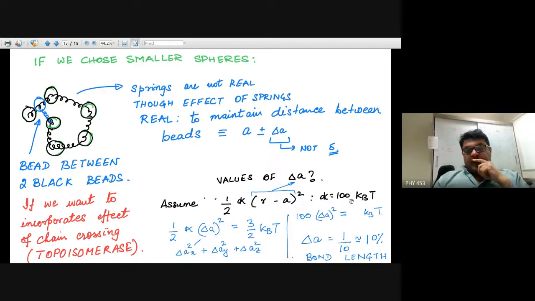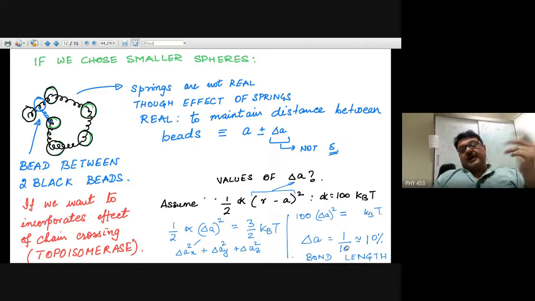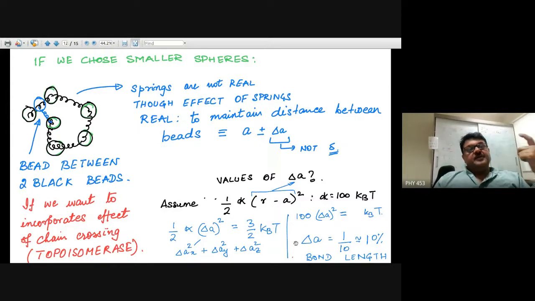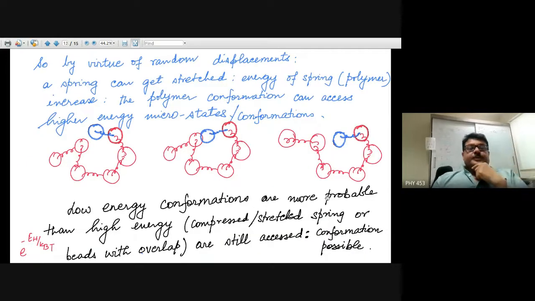If you choose kappa to be 100, of course, if you choose kappa to be 1000, then this delta A would be only 1%. It will be 1/100, right? But again, using equipartition theorem. So if you want a stiff spring, then the fluctuation in length would be much less, and that you can control by choosing different values of kappa. That's the interaction energy, and that will tell you how much fluctuation in spring is allowed.